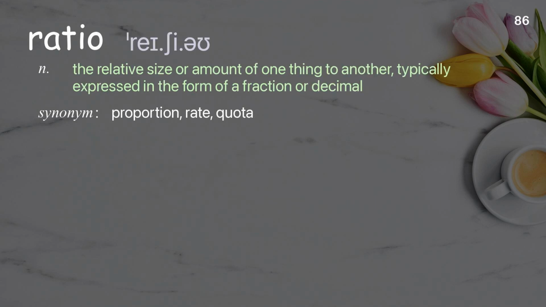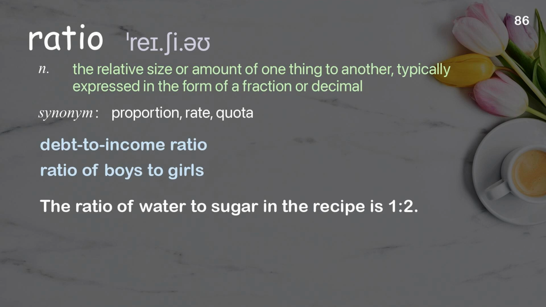Ratio. The relative size or amount of one thing to another, typically expressed in the form of a fraction or decimal. Examples: debt-to-income ratio. Ratio of boys to girls. The ratio of water to sugar in the recipe is 1:2.